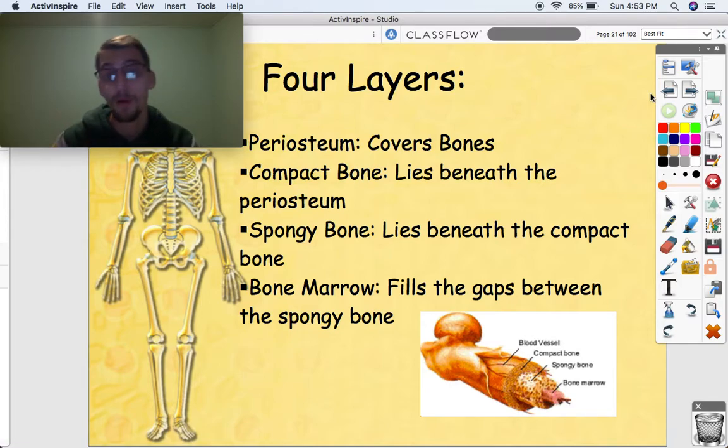Yellow bone marrow is found within the medullary cavity. Red bone marrow is found in the gaps in the spongy bone. But either way, we can find bone marrow deep to spongy bone, and this is generally how the layers of a bone work.